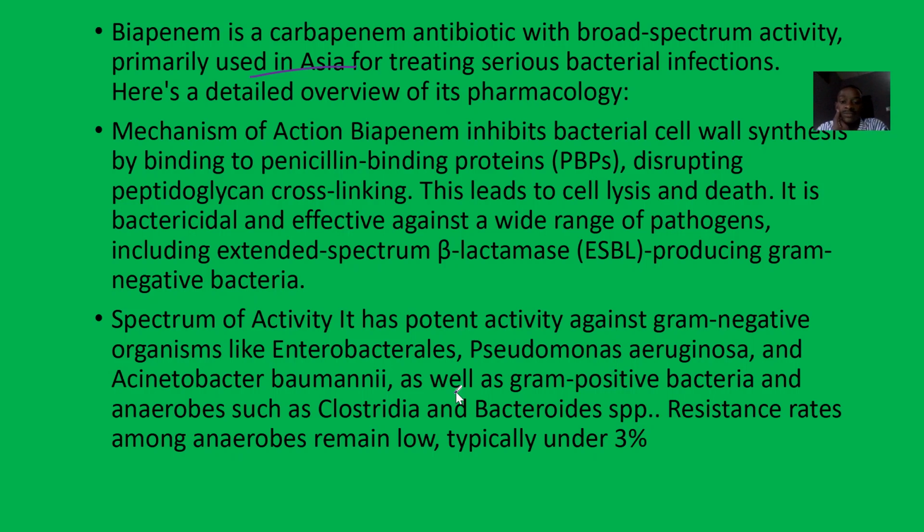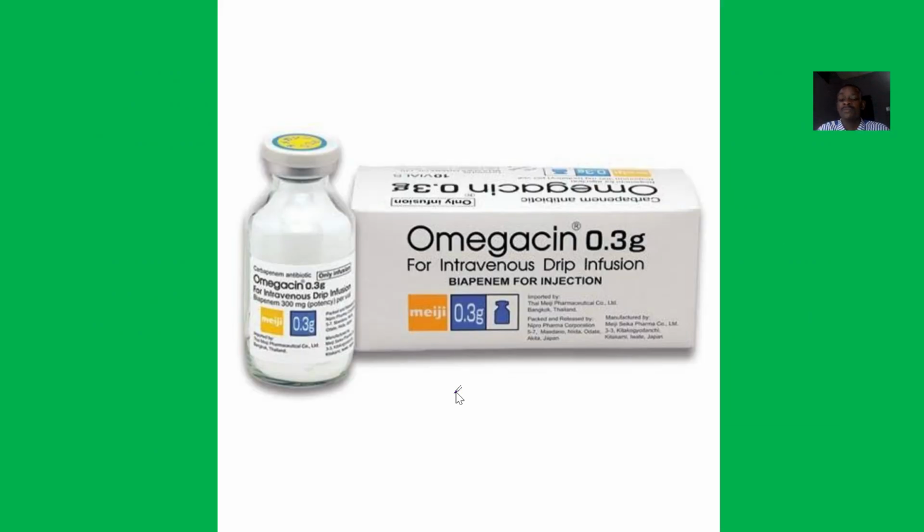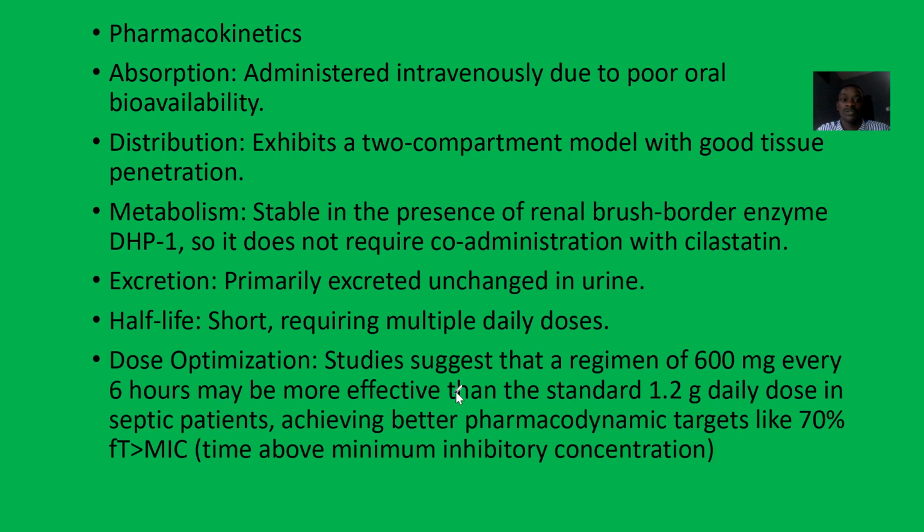Okay, so resistance is low. Most organisms will be susceptible to it. Okay, Biapenem. So pharmacokinetics, absorption: they give it intravenously, because if we give it through the oral route, the amount of it that will be reaching the system is very, very low. Okay, so distribution, there's a 2-compartment model with good tissue penetration.